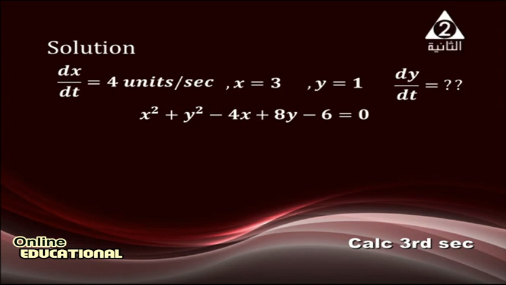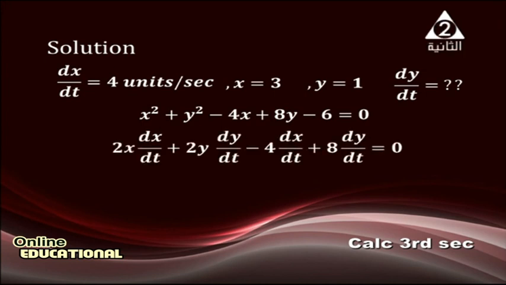By differentiating both sides with respect to the time t, we get the derivative of x² is 2x dx/dt, plus the derivative of y² is 2y dy/dt, minus the derivative of 4x, which is 4 dx/dt, plus the derivative of 8y with respect to t, which is 8 dy/dt. What about negative 6? Negative 6 is a constant. The derivative of any constant number equals 0.